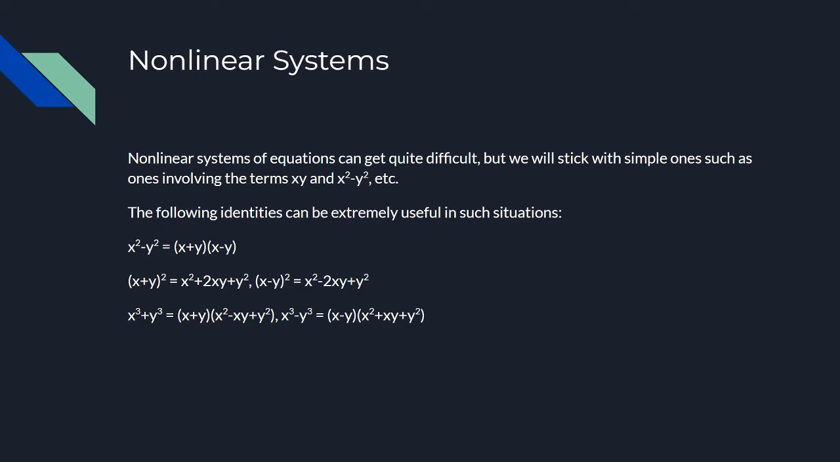So the last two might be a bit difficult to remember, but all you have to do is realize if there's a plus sign here, then there's also a plus sign in the binomial and a negative sign in front of the xy in the trinomial. And notice the xy does not have a 2 in front of it. It's just xy, no 2. And same for x³ − y³. The binomial has a negative sign and there's a positive sign in front of the xy in the trinomial. So you can remember it like that.